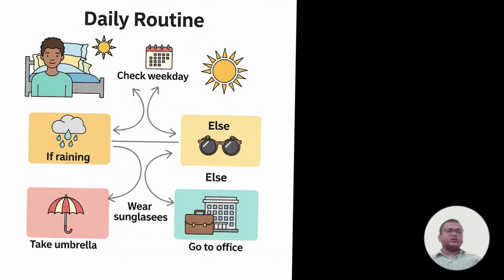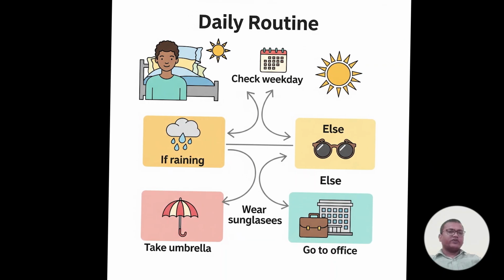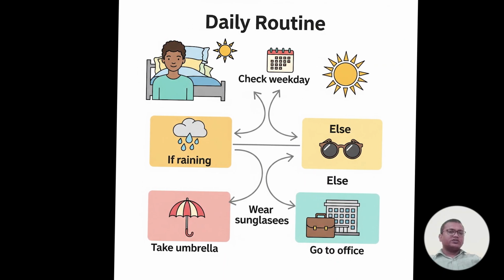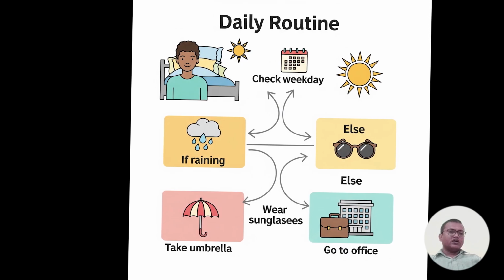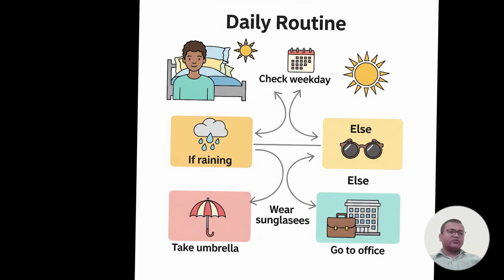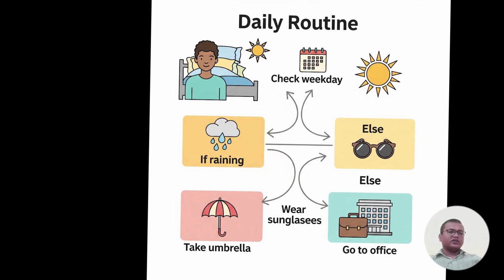Another example is your daily routine. Wake up. Check if it's a weekday. If yes, check if it's raining. Then decide, umbrella or sunglasses. Then go to the office. This is nested logic in real life.